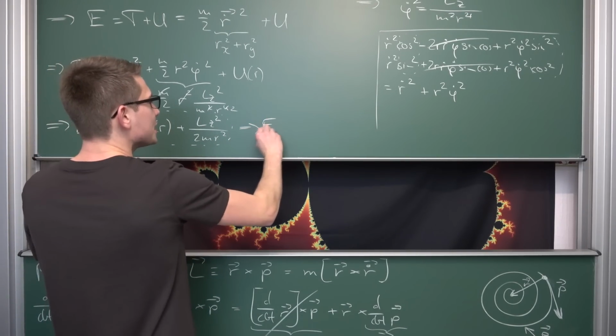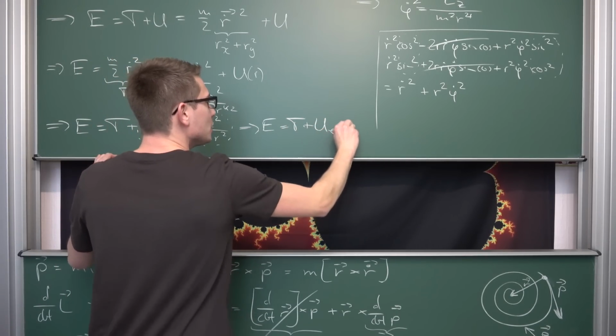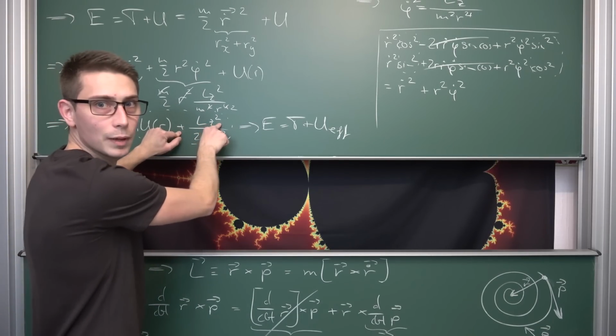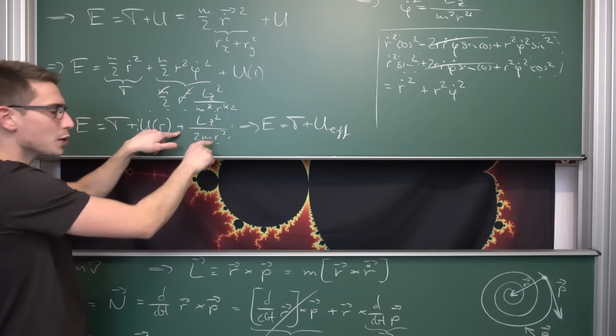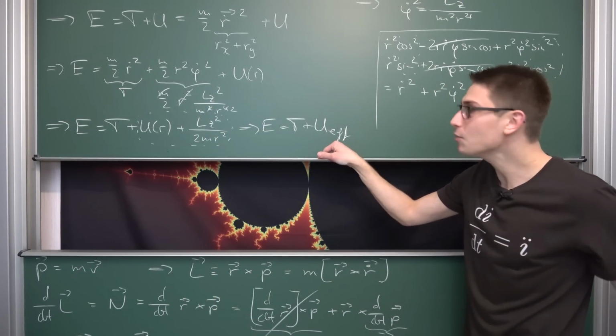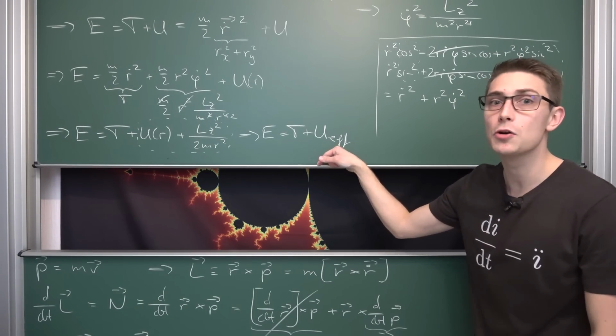Meaning the total energy in a system is nothing but T plus the effective potential, where our effective potential is nothing but U of r plus the angular momentum in the z component squared divided by 2mr squared. And this basically completes the overview of the effective potential. There was a long derivation, but it's pretty cool if you ask me.